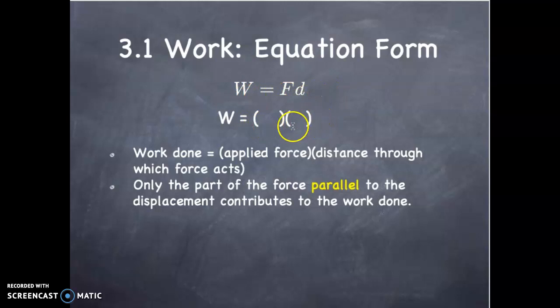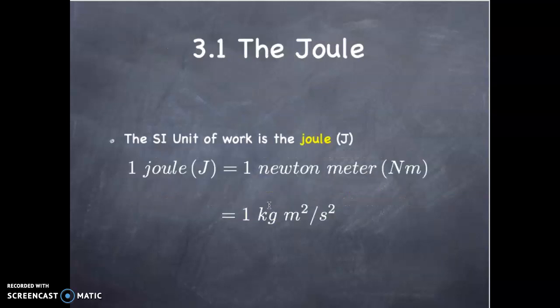And now this is my structure, that if you're going to multiply two quantities, it behaves as if you're multiplying two parentheses. Okay, so work done equals the applied force times the distance over which it acts. We've already said that. Only the part of the force parallel to the displacement contributes to the work done.